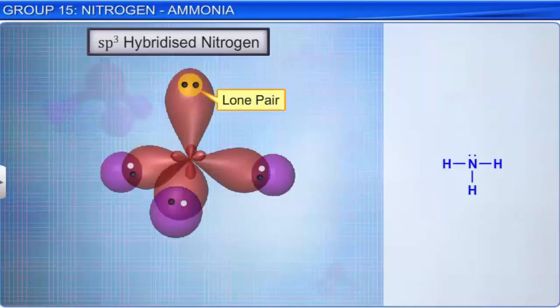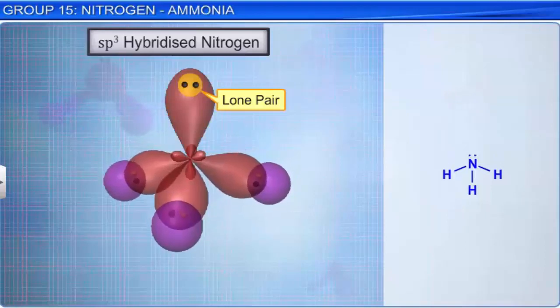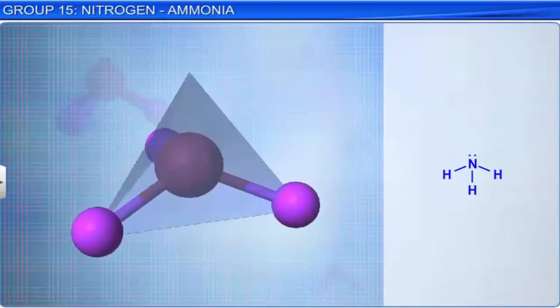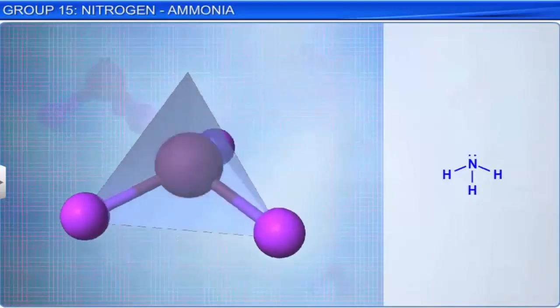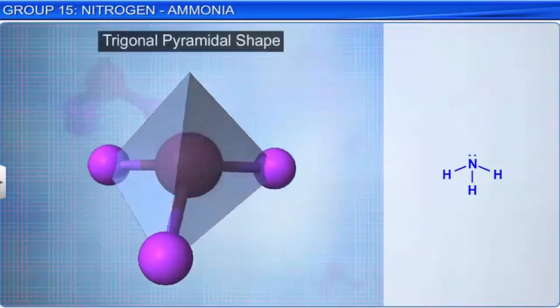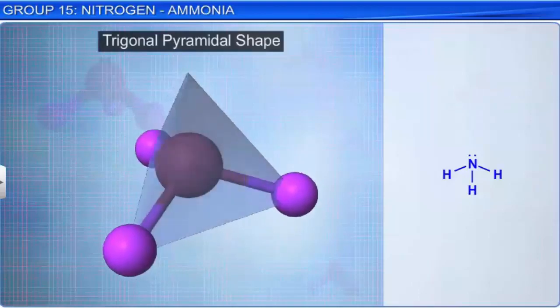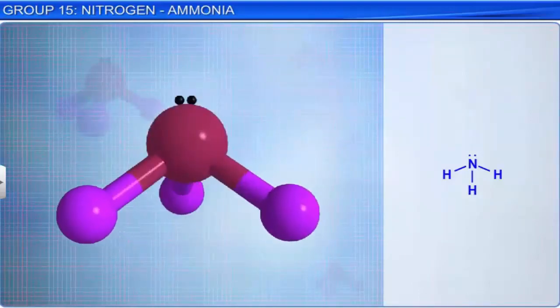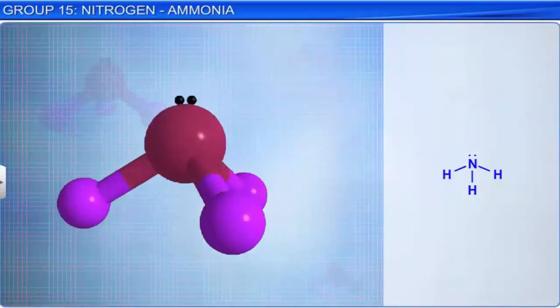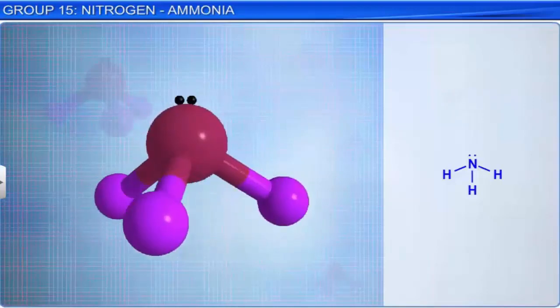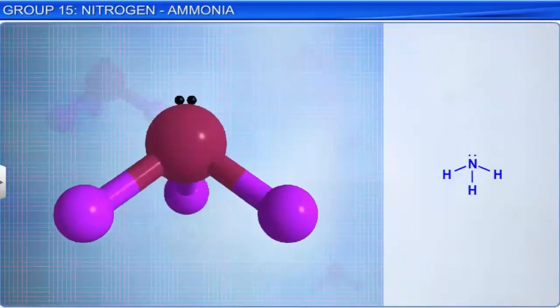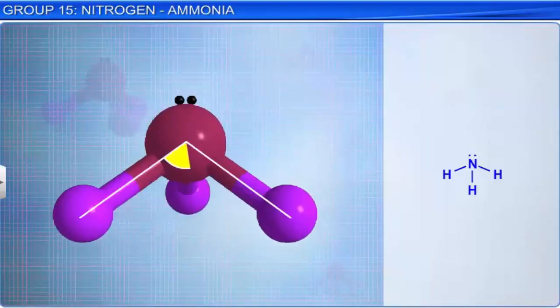On account of the presence of one lone pair, the geometry of the molecule is not regular but distorted. Thus, the molecule acquires trigonal pyramidal shape. As a consequence, the bond angle is also less than expected, that is, 107.8 degrees.